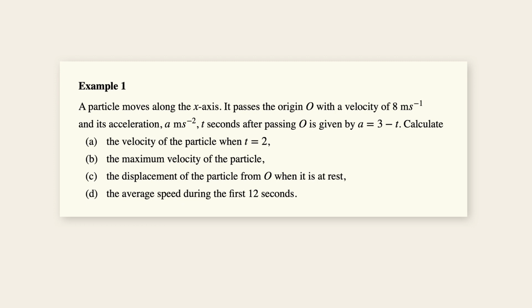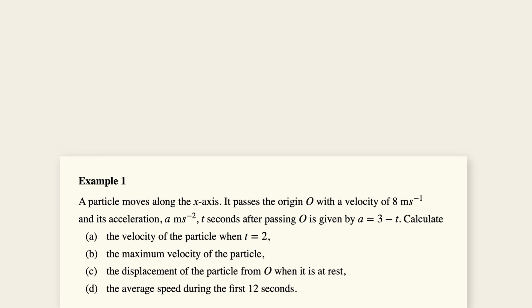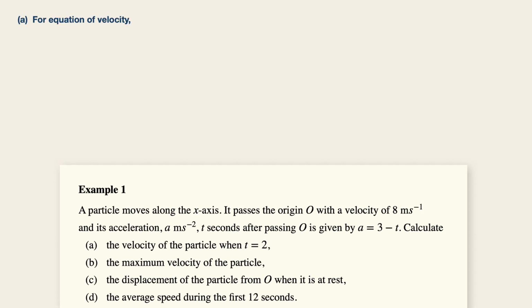A particle moves along the x-axis, it passes the origin O with a velocity of 8 meters per second, and its acceleration a, t seconds after passing O, is given by a equals 3 minus t. We are then required to find the velocity of the particle when t is equal to 2. Now remember, if we want to find the velocity of the particle, this can be done by integrating a with respect to t and by writing it as such like this.